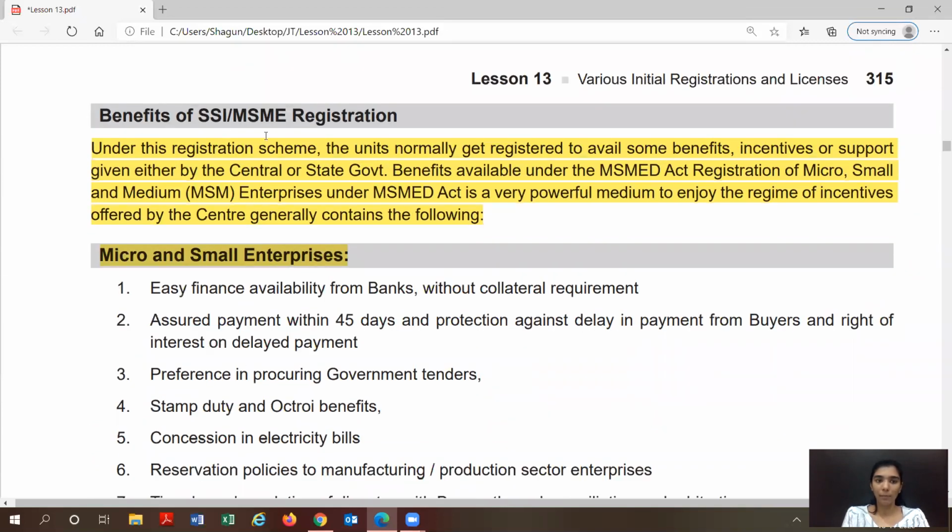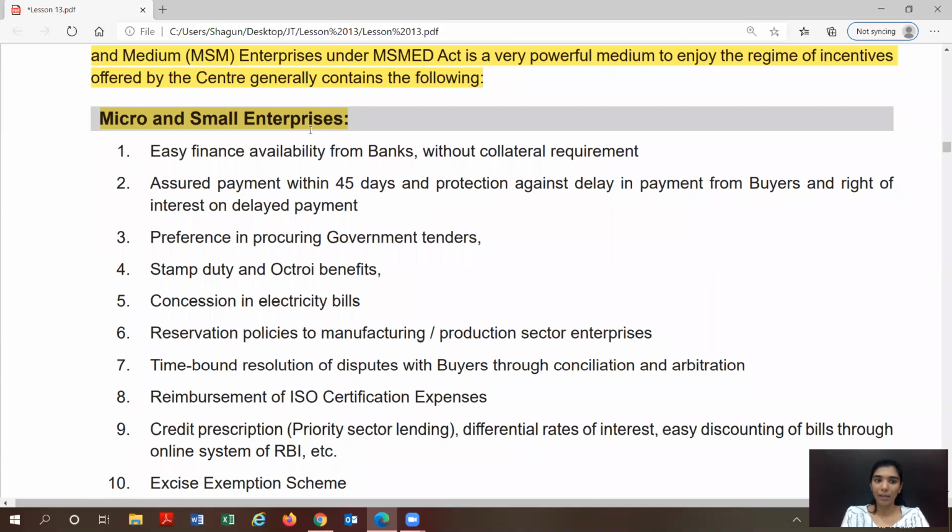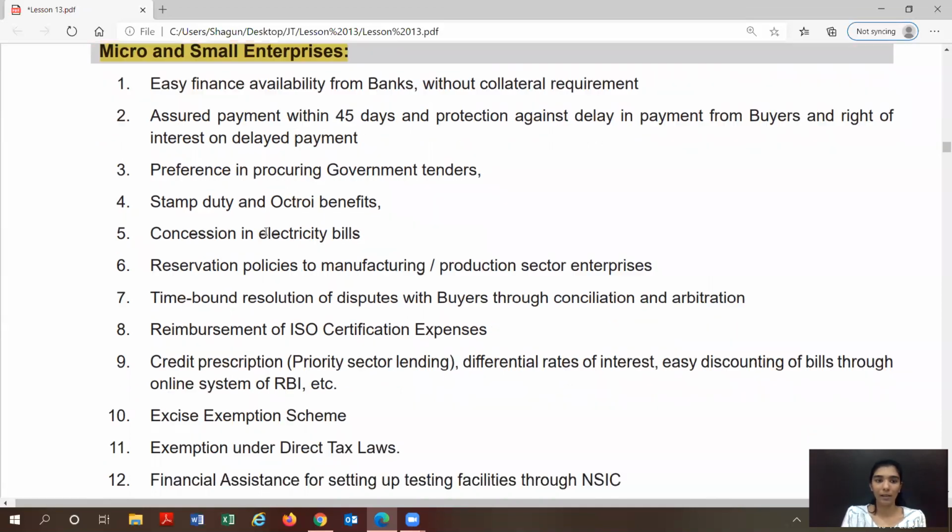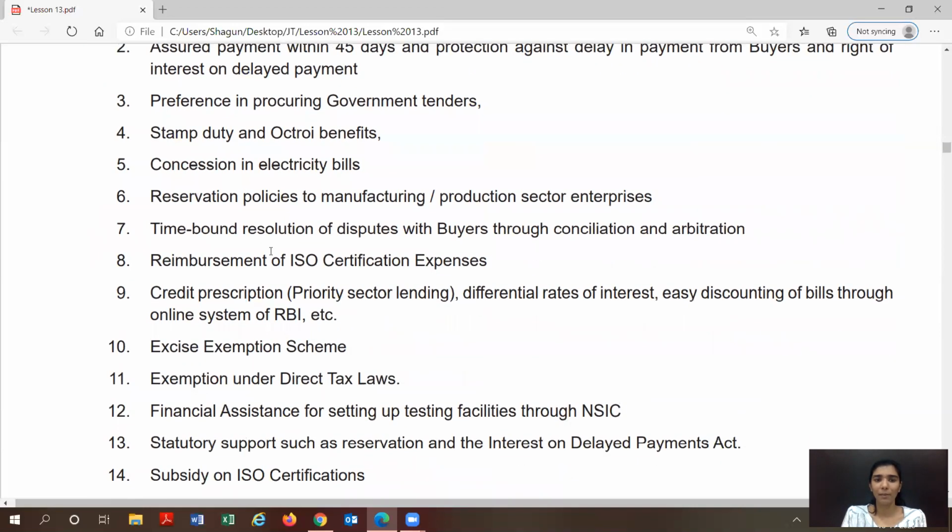Benefits of small, medium and micro registration. Government gives them various incentives. For micro and small enterprises, they will get easy bank loan facility. Then as I mentioned earlier, 45 days में उनके customers उनको pay करते हैं. Government tenders में उनको benefit है. Octroi benefits, stamp duty benefits, electricity bill benefit.